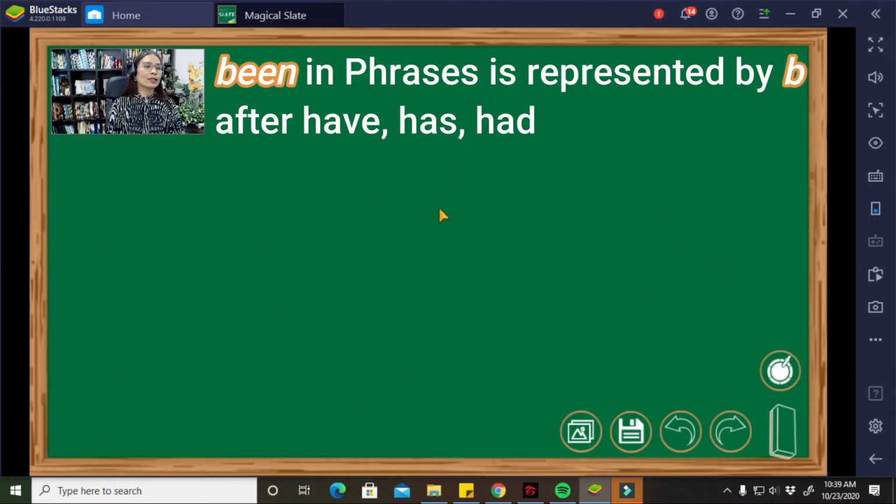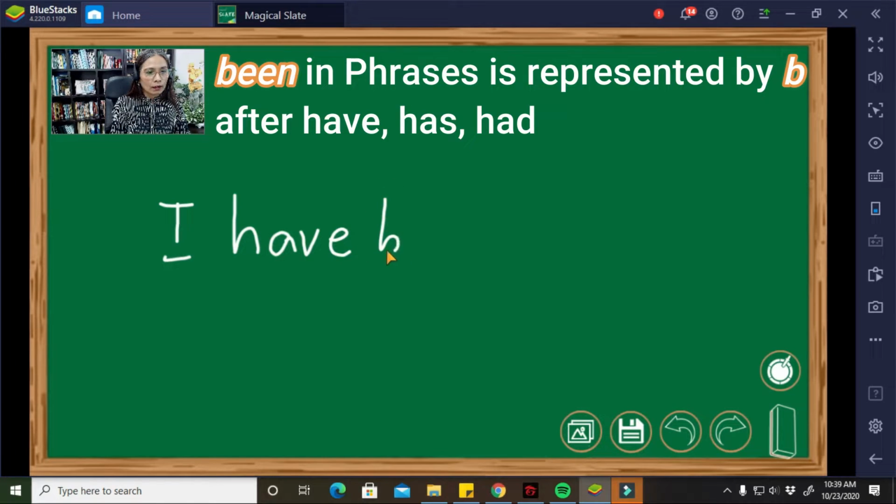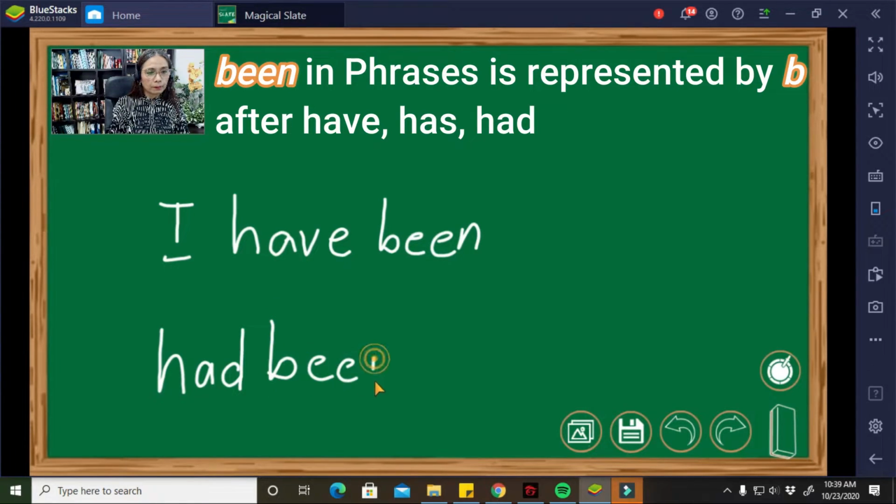Okay, so let's try. Can you do this on your paper? Can you try this one? Okay, so it's time for you to write. Try that on your paper and let's check after. Okay, so let's draw a line here.